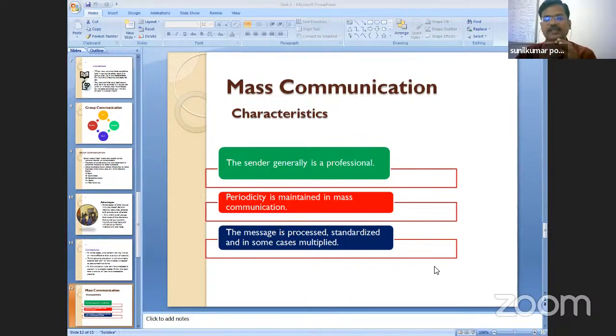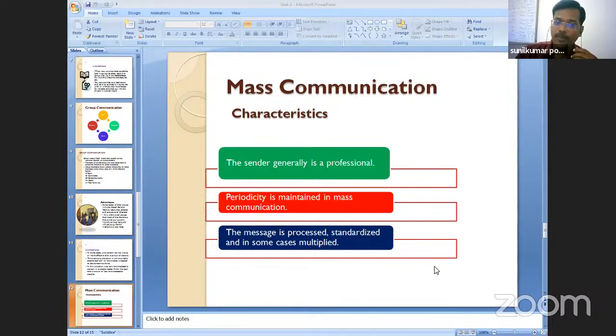Right. The sender generally is a professional in mass communication. For example, a newspaper reporter is a professional in reporting. The reporter knows how to report a meeting and what message to give to his readers. The sender is a professional in how to write news and how to deliver a message, not his own message. He gets the message from the sources and passes it through some channel, meaning newspaper, radio or television, to readers, viewers or listeners.